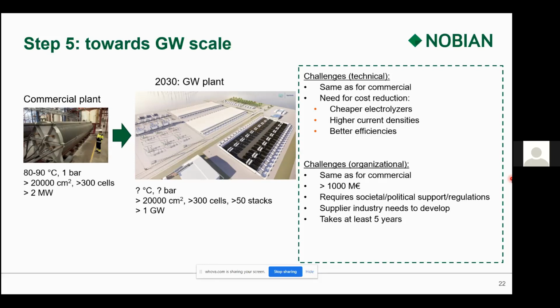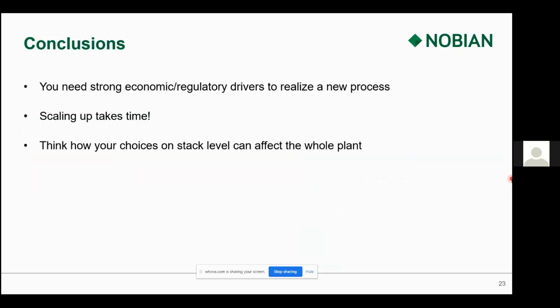Costs, of course, go through the roof. Such a plant you cannot build for less than €1 billion. And you need a lot of societal and political support to realize that. Currently there is a lot of support for these types of ideas, but to realize them is still a long way. So that's the scaling up of alkaline electrolysis, and I just wanted to give you a flavor of what plays in that.